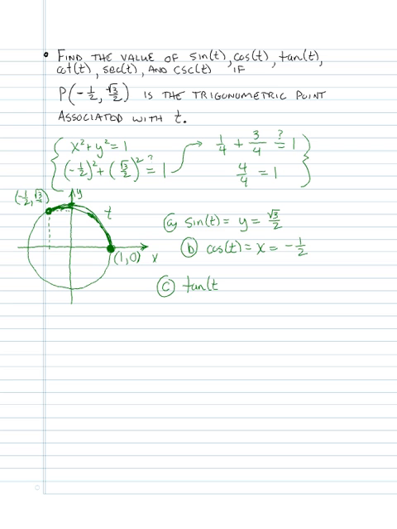Now remember how the tangent of t is defined. We can either think of it as the sine of t divided by the cosine of t. That's the same thing as saying the y value of the trigonometric point divided by the x value of the trigonometric point. So all we need to do is make that calculation. Well, the y value of the trigonometric point is the square root of 3 divided by 2. And the x value of the trigonometric point is the fraction -1 divided by 2.